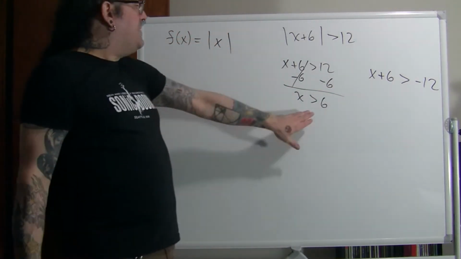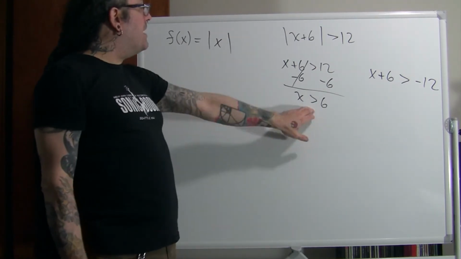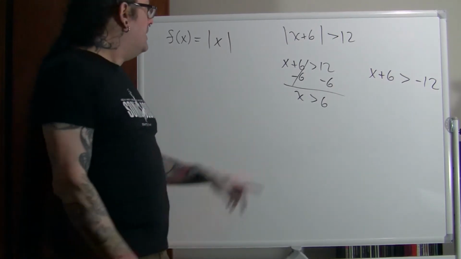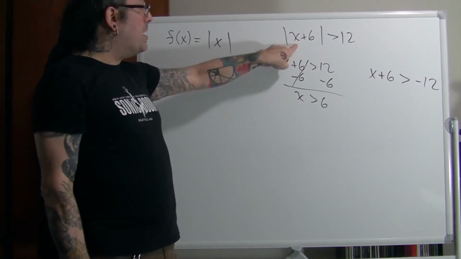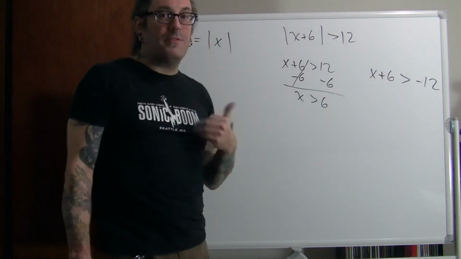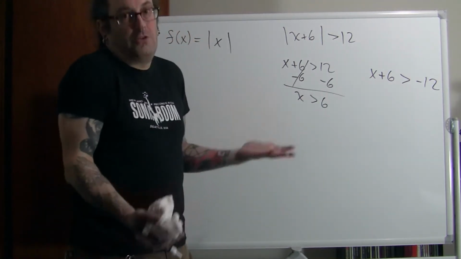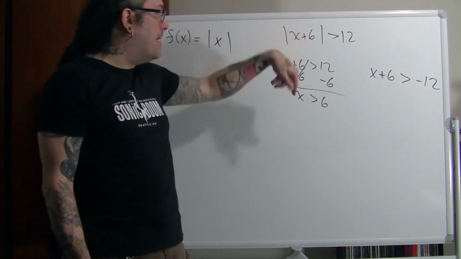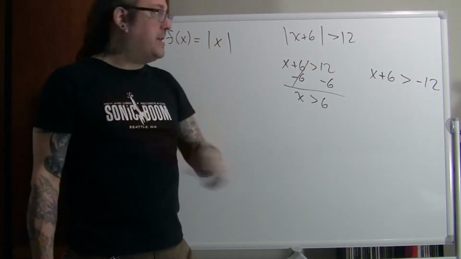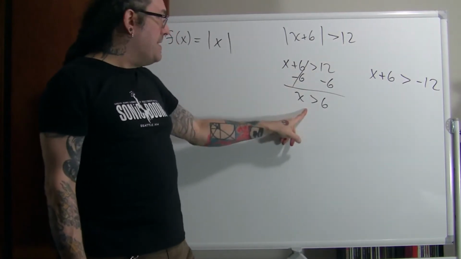And let's check this answer while we're here. X is greater than 6. Let's choose a convenient value greater than 6. 100. If I put 100 in here, I get 100 plus 6 is 106. And what's the absolute value of 106? It's 106, right? I just drop the sign and drop the bars. And is 106 greater than 12? Absolutely. So this works just fine.